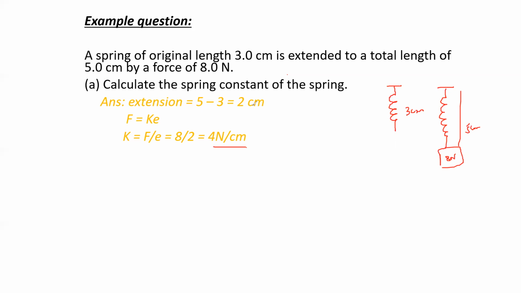So we need a spring constant. To get the spring constant, K, this is force divided by extension. So we applied a force of 8 Newton. And how to get the extension? The stretched length minus the original. So 5 minus 3, the extension is 2. So 8 divided by 2 is equal to 4 Newton per centimeter. Is it clear, this example?